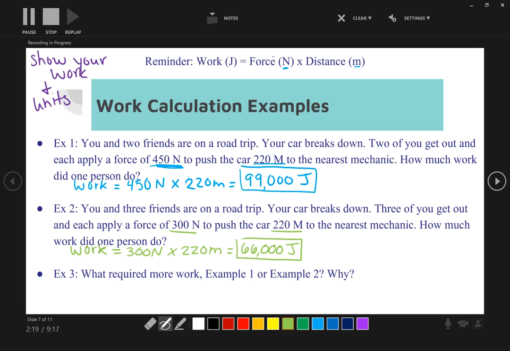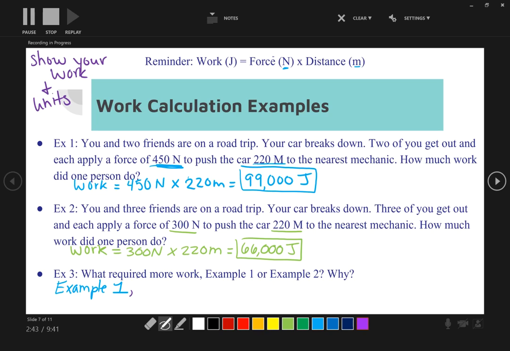Example 3, what required more work? Example 1 or example 2, and why? So here we just look at the numbers, which number was bigger, example 1 or example 2. So the answer to example 1 had a larger number. So that one used more work. So why did it use more work?